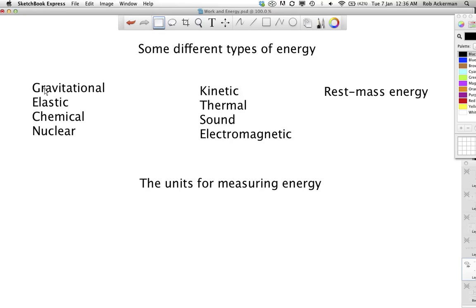Let's have a look at gravitational energy. Anytime you lift something up off the ground and then drop it, we notice that some energy has materialized in some way. Where did this energy come from? Well, we say that because an object has been lifted above the ground, it has something called gravitational energy. It has the ability that if we let go of it, it will start moving.